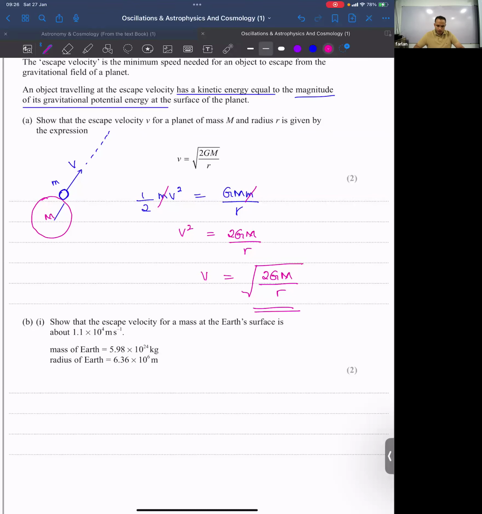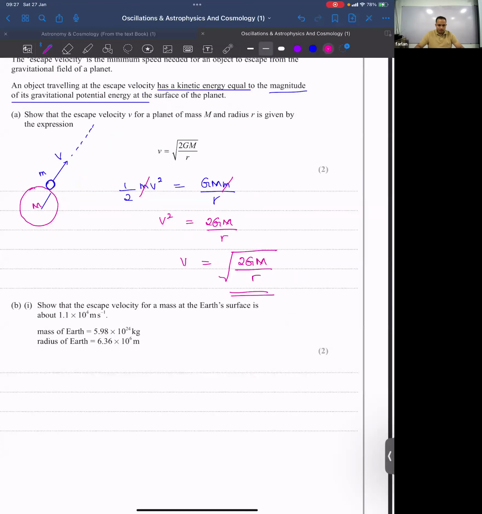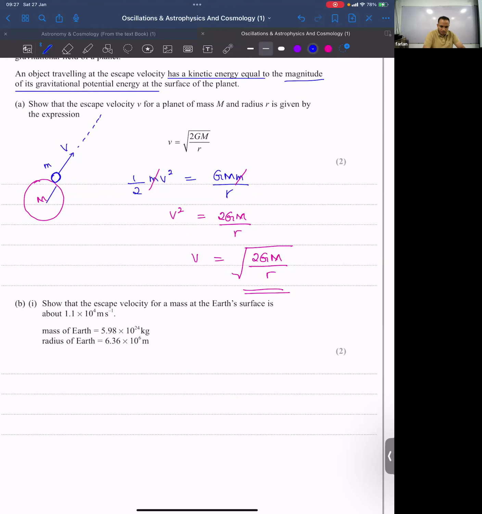Right. Show that the escape velocity for a mass at the Earth's surface is about this much. Mass of the Earth is given, radius of the Earth is given. This is any baby can do. Just substitute into this equation. V equals square root of 2 into 6.67 into 10 to the power minus 11. Mass of the Earth is 5.98 into 10 to the power 24. The R is 6.36 into 10 to the power 6.